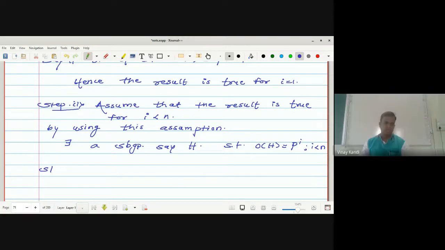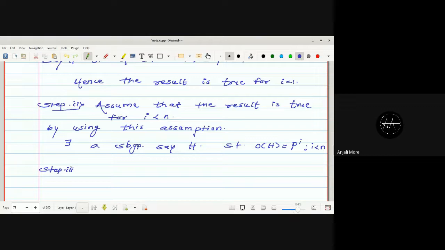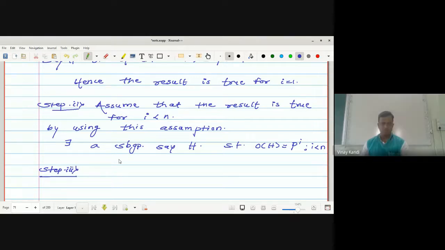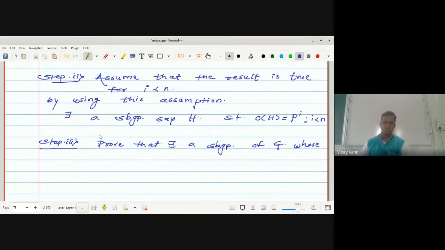Step number 3. Prove that there exists a subgroup of capital G whose order is p raised to i plus 1.